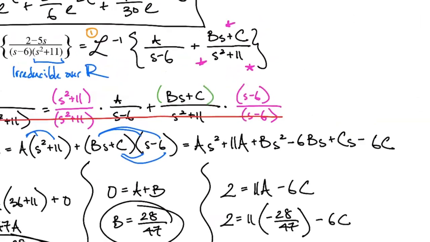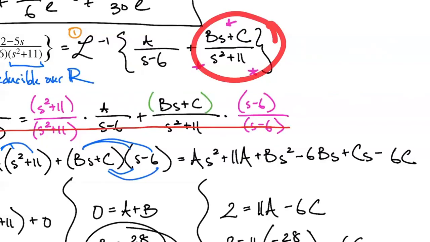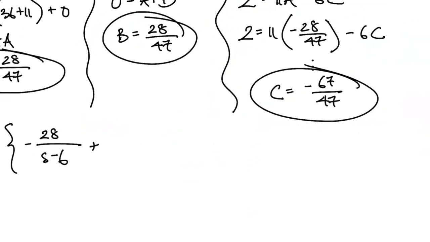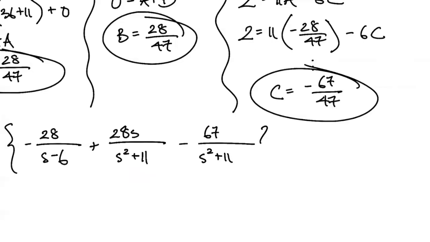Plus, here's what I'm going to do to the second one. I notice that I can split this one into 2 separate fractions. BS over that denominator plus C over that denominator. That's going to make it easier for me to view the table and find a matching component. So I'm going to split that. I'll get plus 28s over s squared plus 11 minus 67 over s squared plus 11.